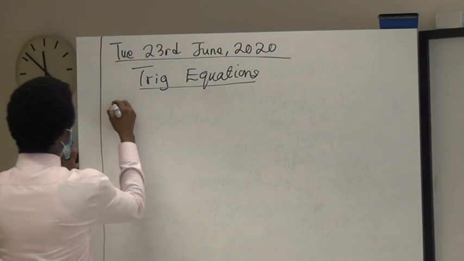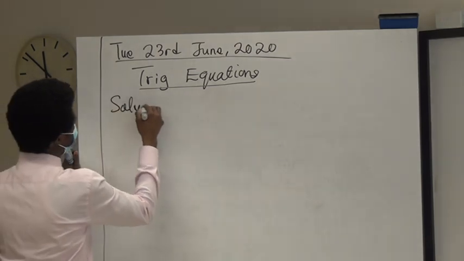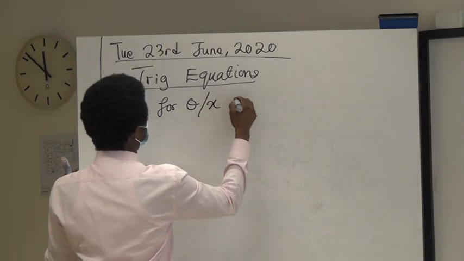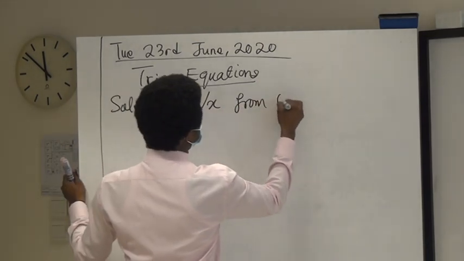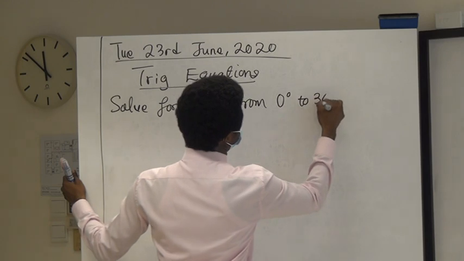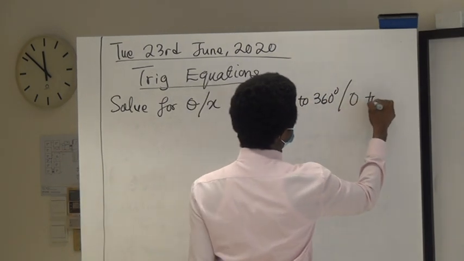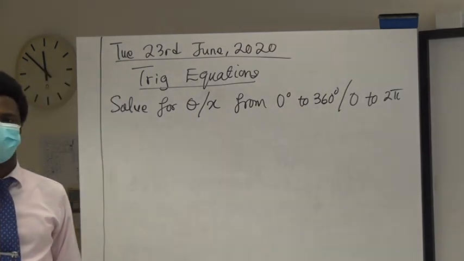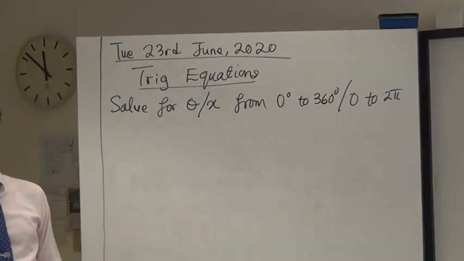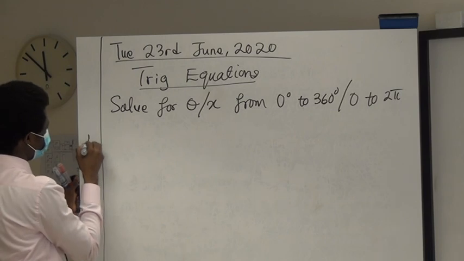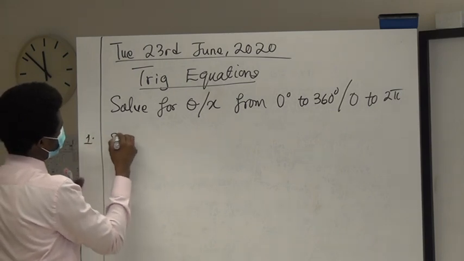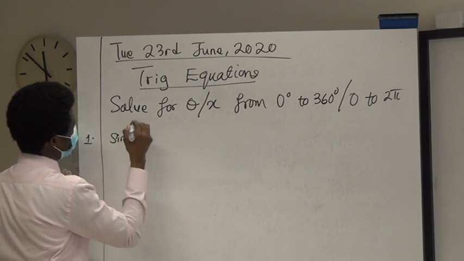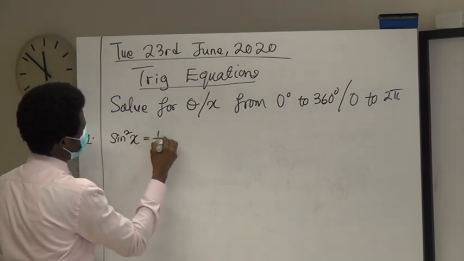So for this, we solve for theta or maybe x, from 0 degrees to 360 degrees. In some cases, from 0 to 2 pi, depending on how the question is given. 2 pi is 360, all right? So sine squared x equals 1 over 4.